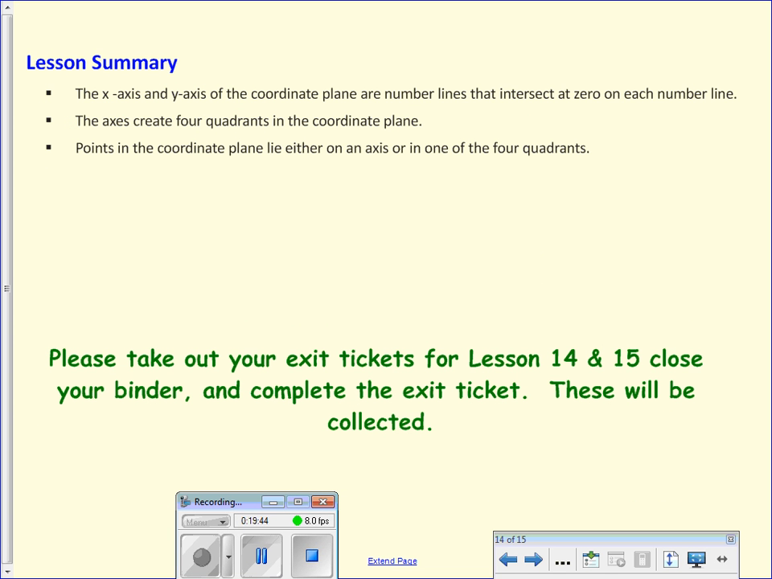All right, so boys and girls, to summarize today's lesson, the x and y-axis of the coordinate plane are number lines that intersect at 0 on each number line. And we call that the origin. Okay, the axes create 4 quadrants on the coordinate plane. Points on the coordinate plane lie on either an axis or one of the 4 quadrants.